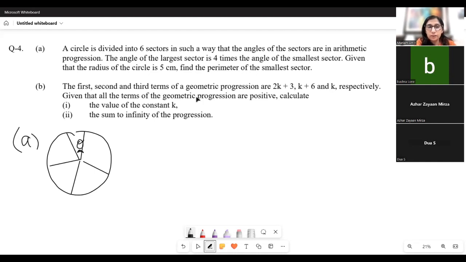Let's say a circle is divided into 6 sectors in such a way that the angles of the sectors are in arithmetic progression. The angle of the largest sector is 4 times the angle of the smallest sector. So let's say the angle of the smallest sector is theta. The angle of the largest sector would be 4 theta if this is the largest. Given that the radius of the circle is 5, find the perimeter of the smallest sector. So we need the perimeter of this.